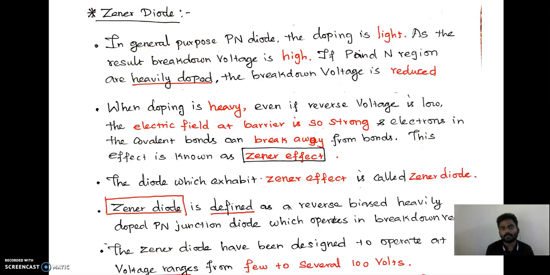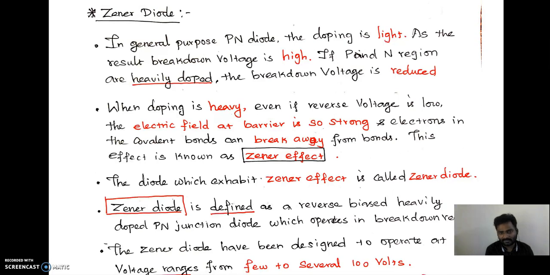As it reduces, the current will flow into the circuit. So only if we heavily dope, that is, only if we add impurities at a high level, will the breakdown voltage be reduced. When doping is heavy, even if the reverse voltage is low, the electric field at the barrier is so strong that electrons in the covalent bonds can break away. This is termed Zener breakdown, and this effect is known as the Zener effect. The diode which exhibits the Zener effect is termed a Zener diode.